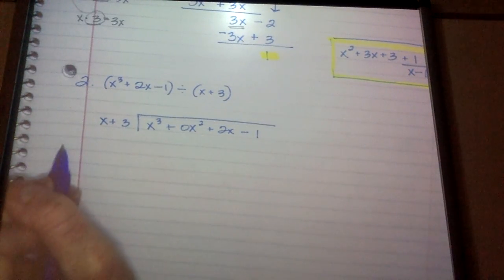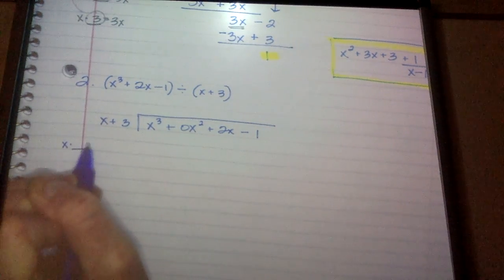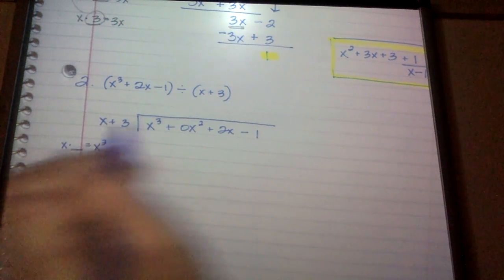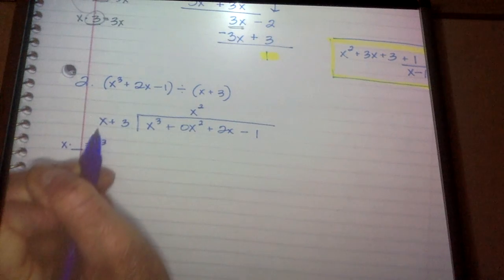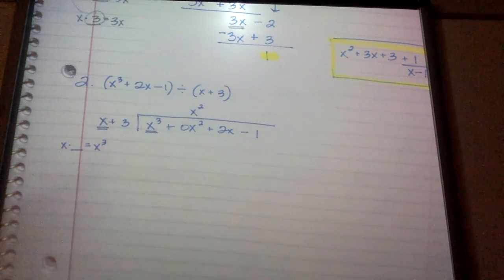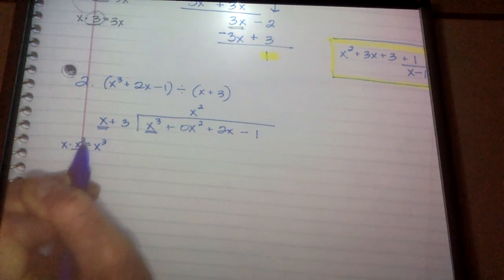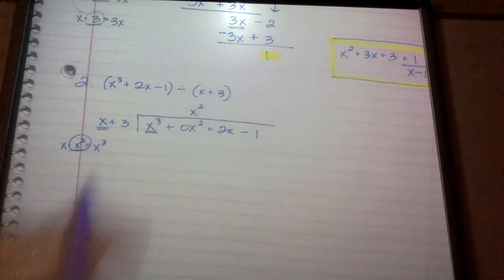So I like to show what I'm thinking on the left. X times what gives me x cubed? Well, that would be x squared. Remember, all I care about is this first guy and this first guy. So this is x squared. So that's what I'm using up here.